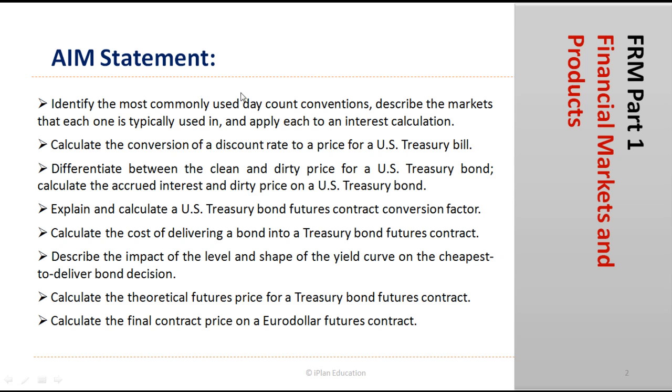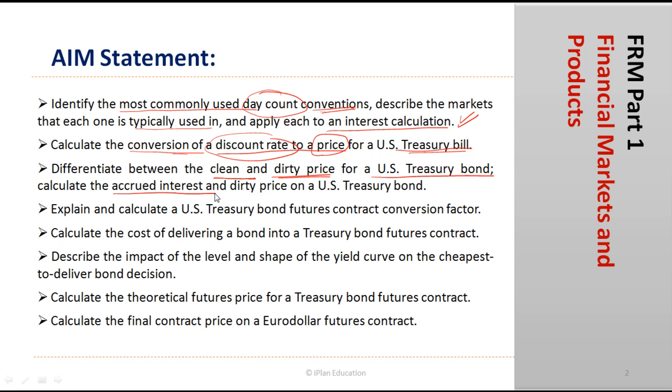Under the same statement, we'll first identify what are the most commonly used conventions for day count, which describe the market and are typically used in that particular case. And then we also learn to apply it for interest calculation, typically for the accrued interest case. Then we learn to calculate the conversion of a discount rate to the price for a treasury bill. Then we'll differentiate between the clean price and dirty price for a US treasury bond.